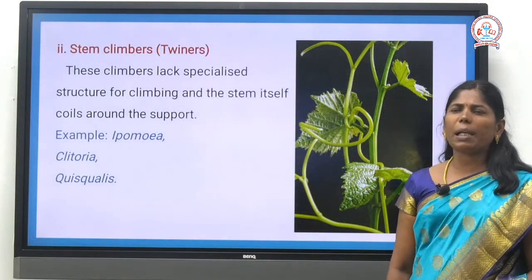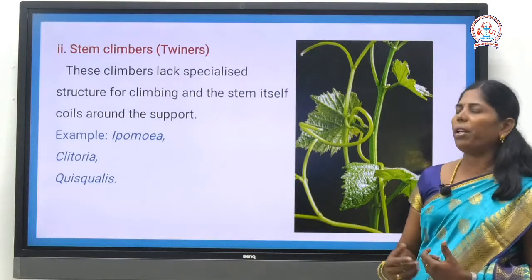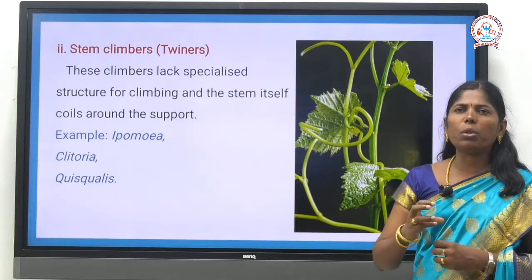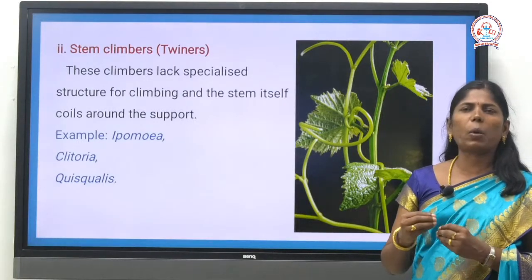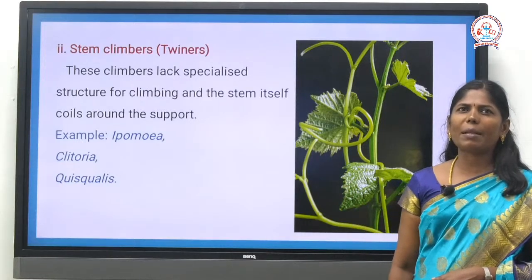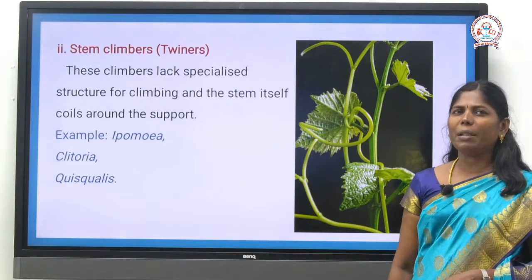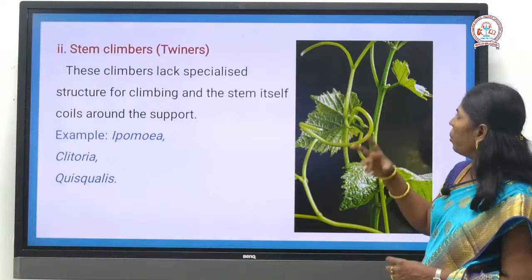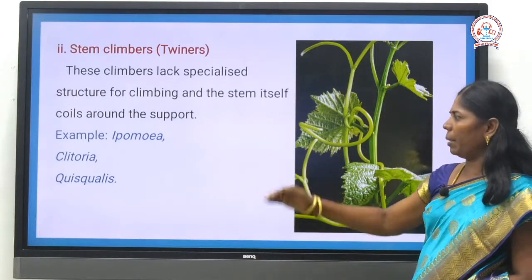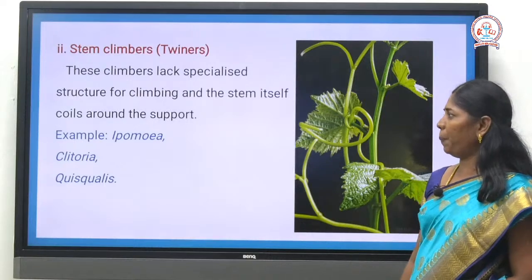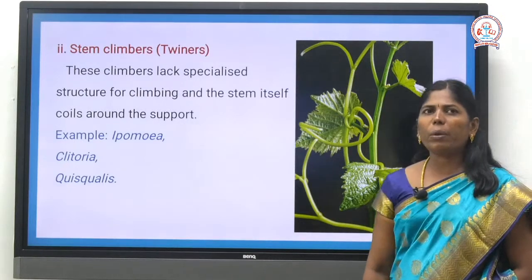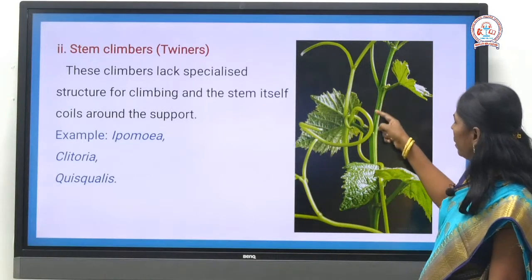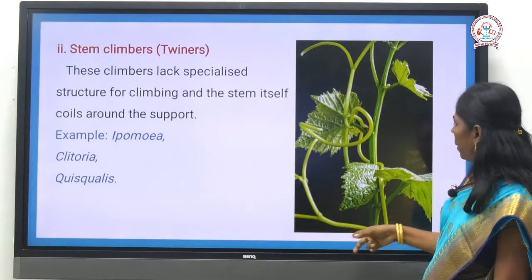Similarly, that is a stem climber. Stem climbers are those where stems are modified into climbing-like structures. The tendril stems are modified into coils and wind around the neighboring plants. These climbers have specialized structures for climbing, and they coil around the support. The whole stem coils around the neighboring plants. Examples are Ipomoea, Clitoria, and Quisqualis. Here the whole plant climbs.